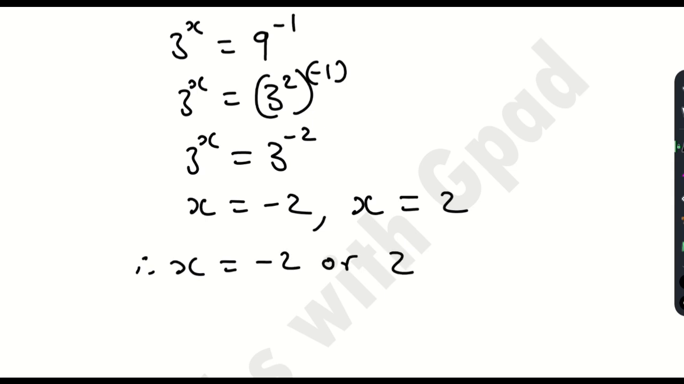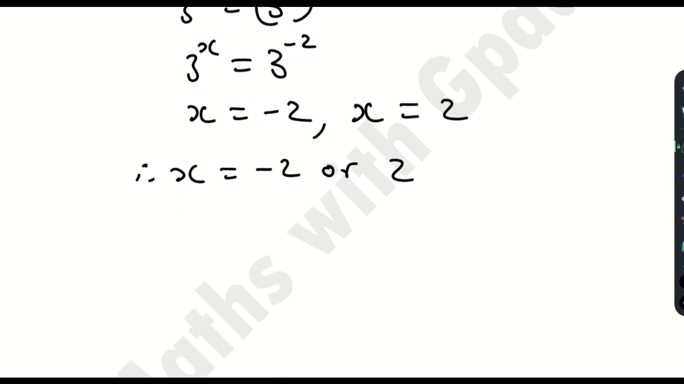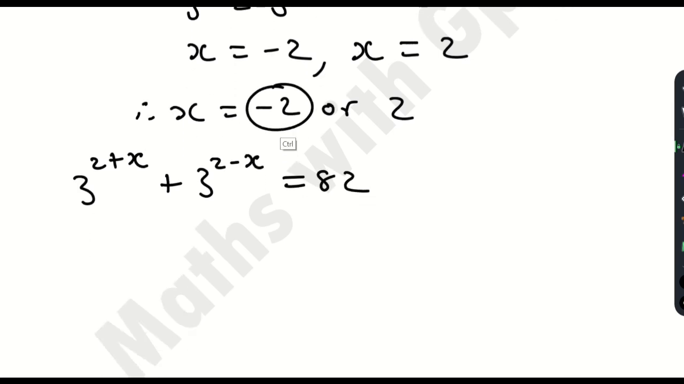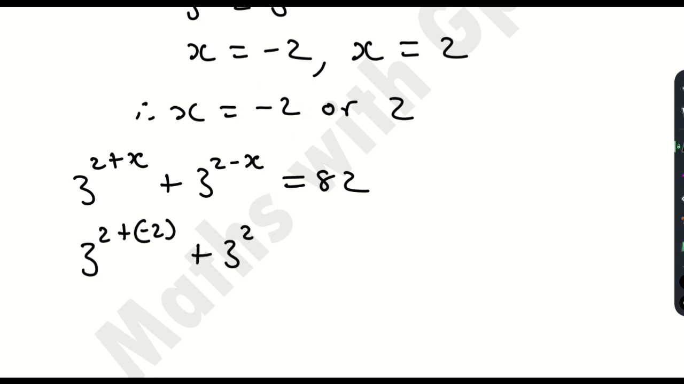Now let's quickly test it in the equation, and let's see if these two values of x will satisfy the equation. So let's rewrite the equation again in the original form. 3 raised to the power of 2 plus x, plus 3 raised to the power of 2 minus x, is equal to 82. So let's start with negative 2 here. That's going to be 3 raised to the power of 2 plus negative 2. Remember, x is negative 2 when we are using this one. And then plus 3 raised to the power of 2 minus negative 2. Let's see if it will give us 82.